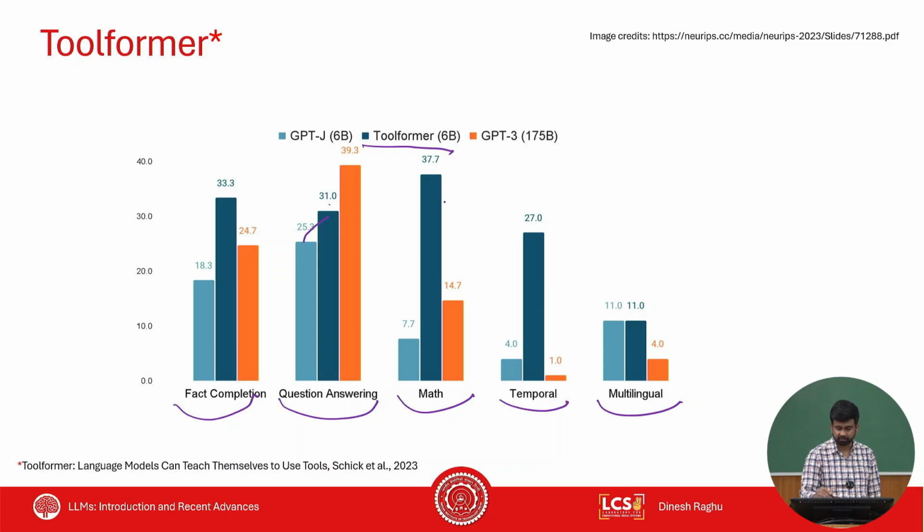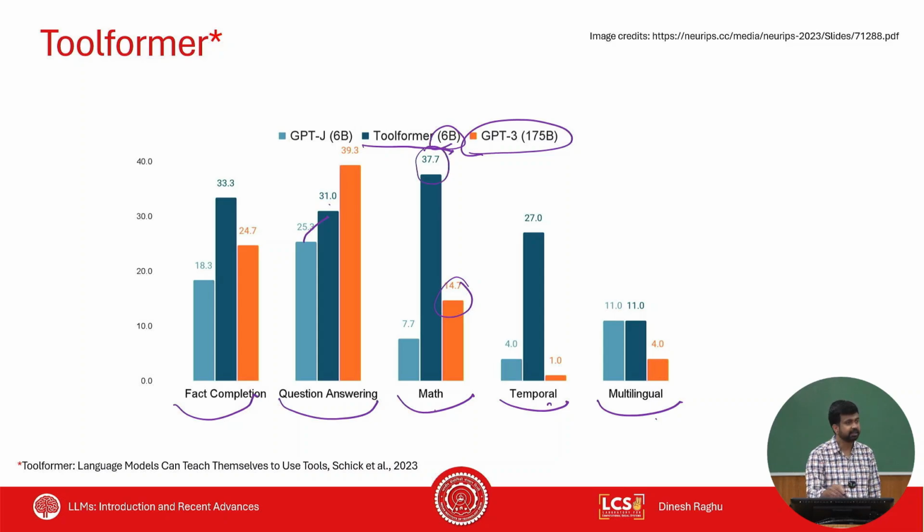In all cases, you see a jump, and in many cases, you see that even the 6 billion Toolformer model is even better than the GPT-3 175 billion model, right? So like in temporal, it is much better. In multilingual it is much better. In math problem solving it is much better. We already knew GPT-3 was not that great at math. Even the paper in 2001 said that. But still, these guys achieved a lot better numbers.